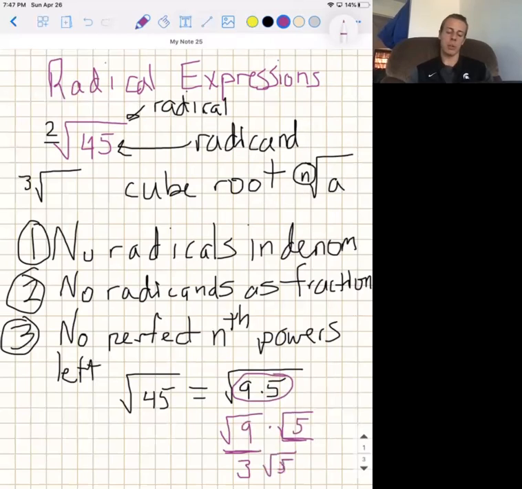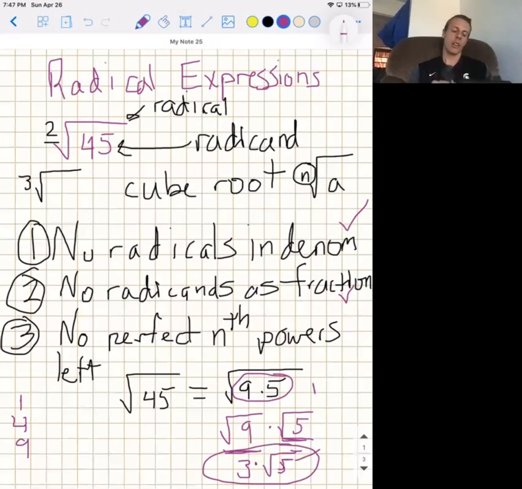Now we can go back to our 3 conditions. There's no denominator, so this first one we checked off. There are no fractions, they're all whole numbers, so we're good. And if we look at this 5, there are no perfect squares. Think about your perfect squares: 1 squared is 1, 2 squared is 4, and 3 squared is 9. There are no perfect squares that are factors of 5. So 3 times the square root of 5 would be our simplest form.